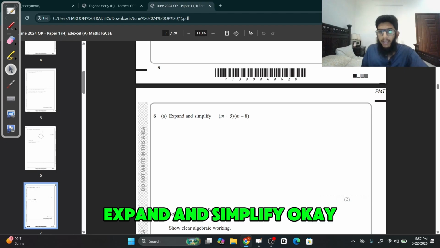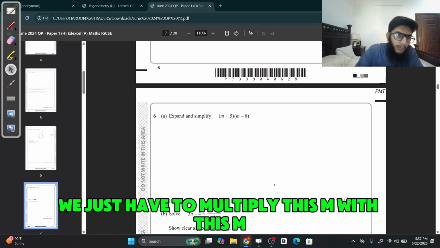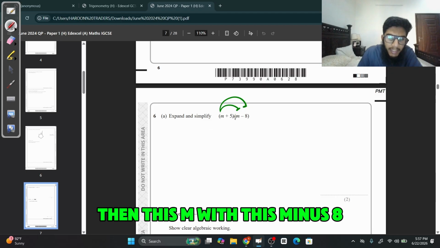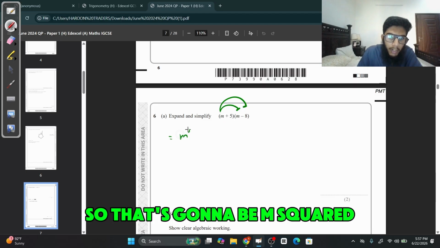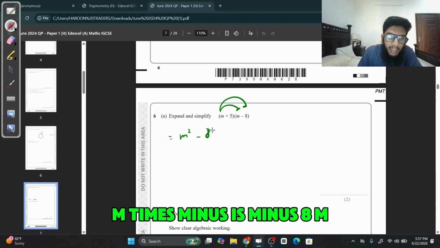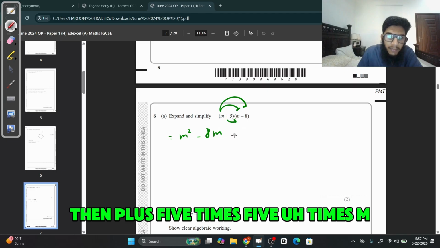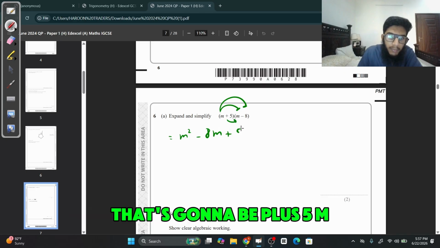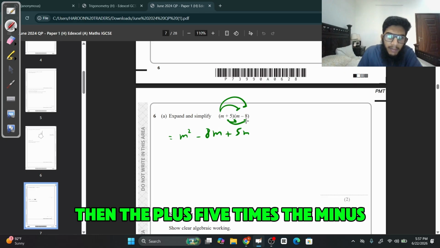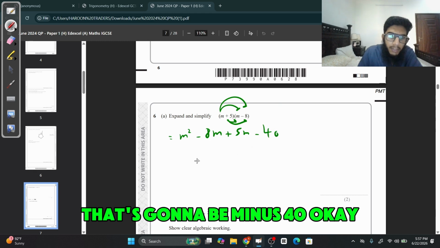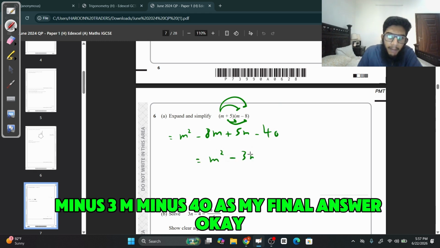Expand and simplify. Okay, simple enough. We just have to multiply this m with this m, then this m with this minus 8. So that's going to be m squared. M times minus 8 is minus 8m. Then plus 5 times m, that's going to be plus 5m. Then the plus 5 times the minus 8, that's going to be minus 40. Okay, that's going to give me m squared minus 3m minus 40 as my final answer.